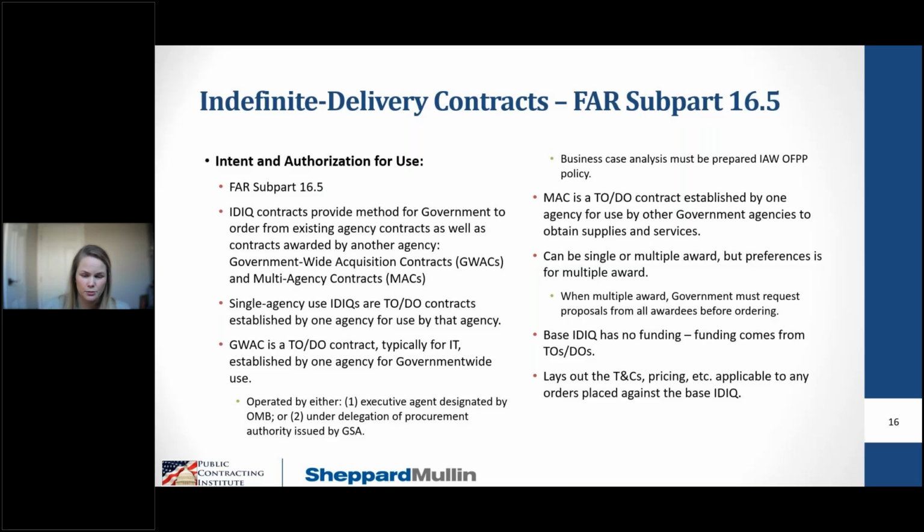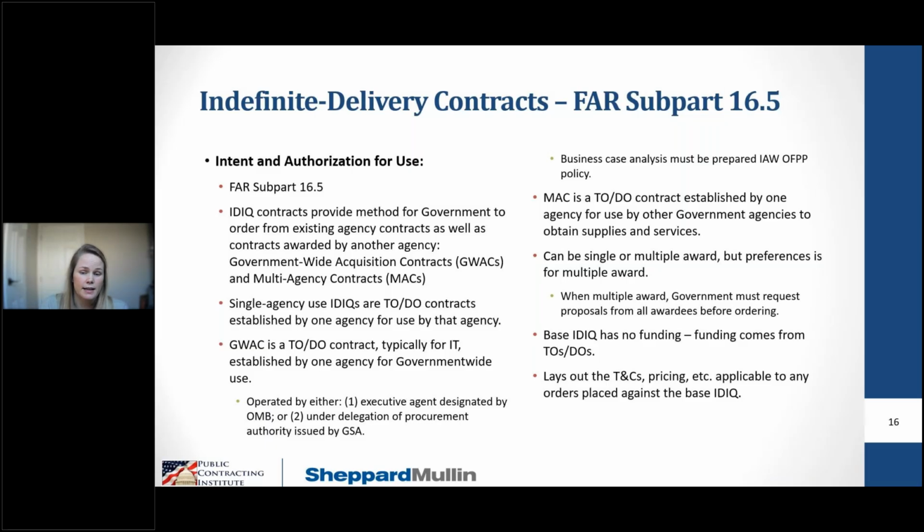However, in a multi-award situation, the government does have to give every IDIQ holder the opportunity to respond to a need before placing that order. In a single award situation, they can just place the order against the IDIQ without any sort of competition.